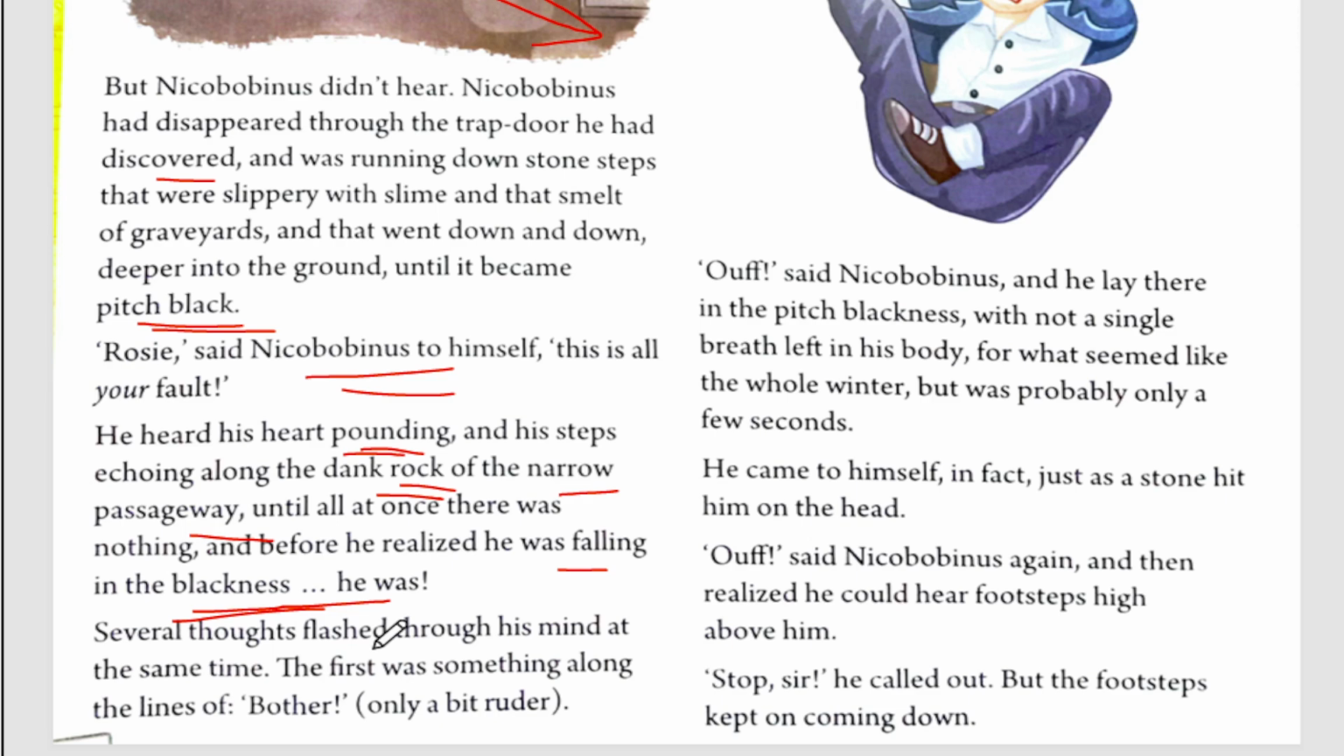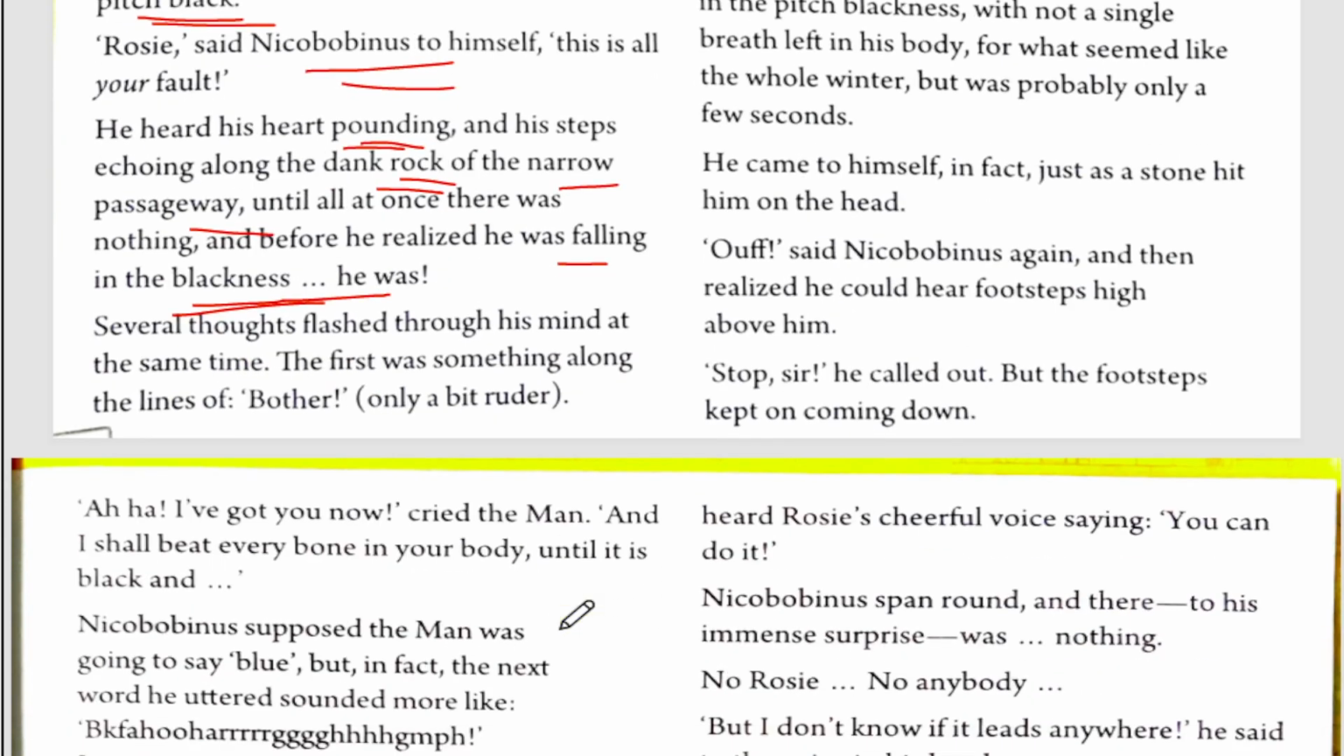What's happening as a whole, we can say that in this passage the writer describes the character, Nicobobinus, walking through a dark and confined space, feeling very apprehensive, when suddenly the floor gives way and he plunges into a pitch black abyss before he can even comprehend what's happening. Actually, it's a moment of complete shock and terror. Now, let's read the next passage and understand it.